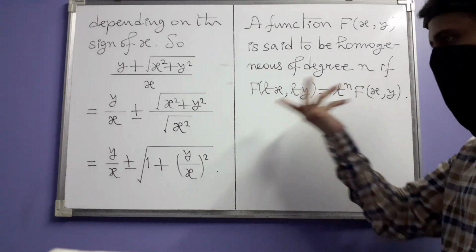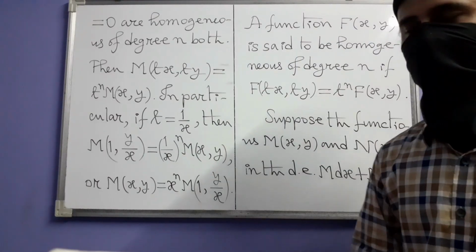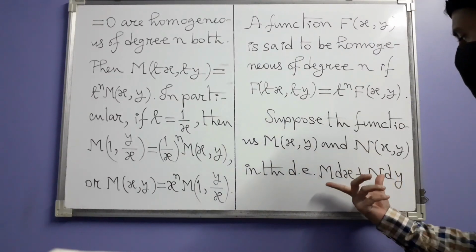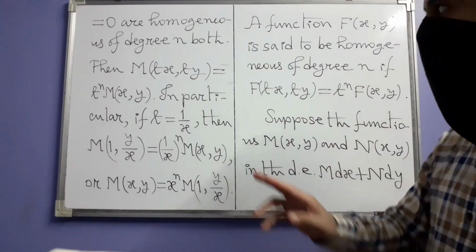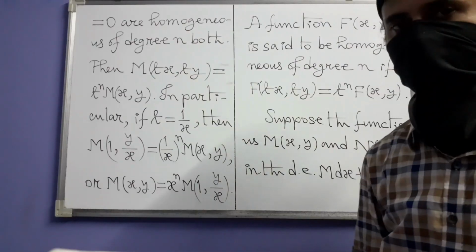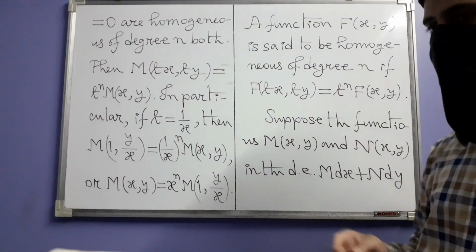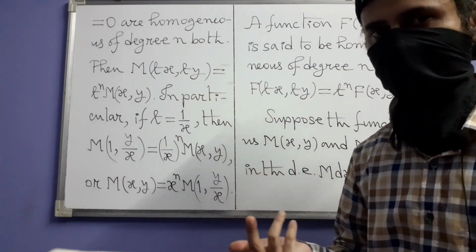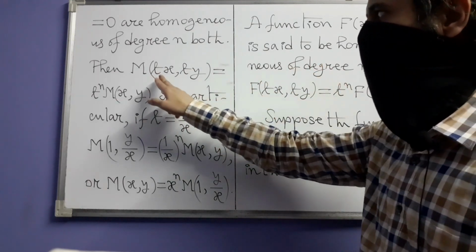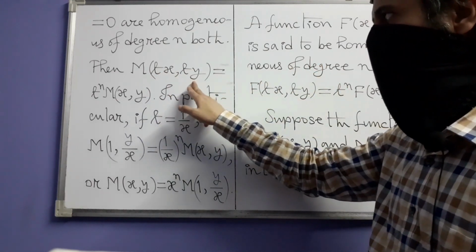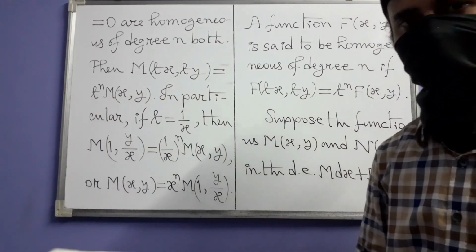What does this have to do with those equations and their homogeneity? Let's see. Suppose that the two functions m and n in this differential equation m dx plus n dy equal to 0 are both homogeneous and of the same degree n. Now let us see what we get from m being homogeneous of degree n. M being homogeneous means, by this definition, that if you replace x with tx and y with ty, you will get t to the power n times m of x comma y.